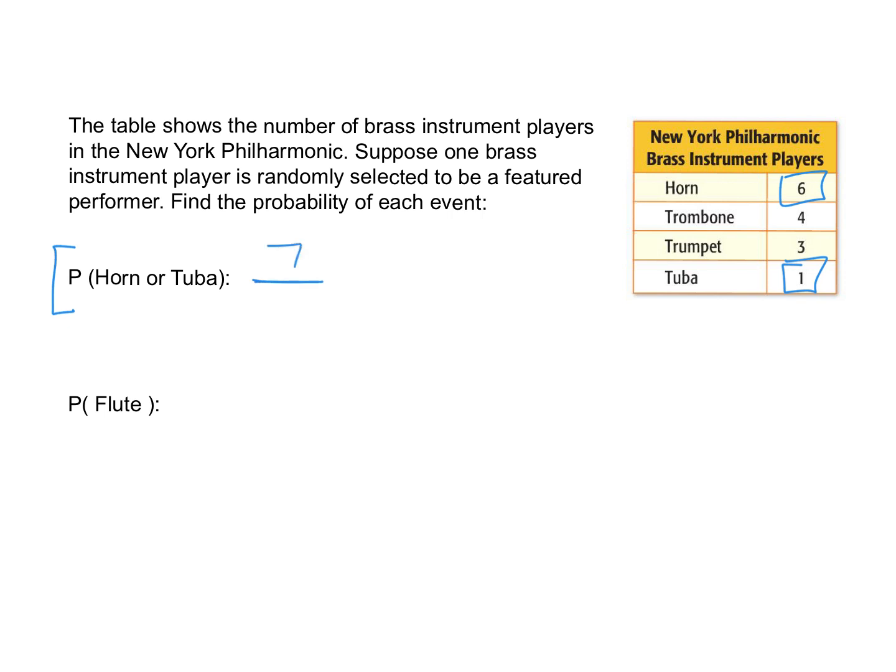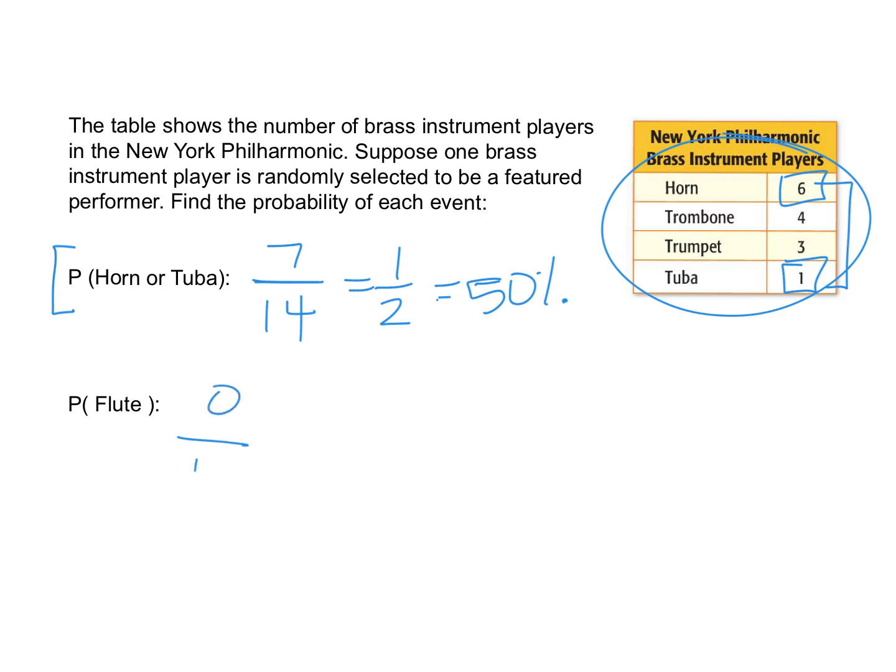And then remember the bottom is the possible outcomes. So I would add all these up. 6 plus 4 is 10, plus 3 is 13, plus 1 is 14. So 7/14, which I know is the same as 1/2. So the probability of picking a horn or a tuba is 50%. Probability of picking a flute. There are 0 flutes, so it would be 0 out of 14, which would be 0%. There's 0% probability that a flute would be chosen. Obviously that makes sense because there are no flute players in the Philharmonic.